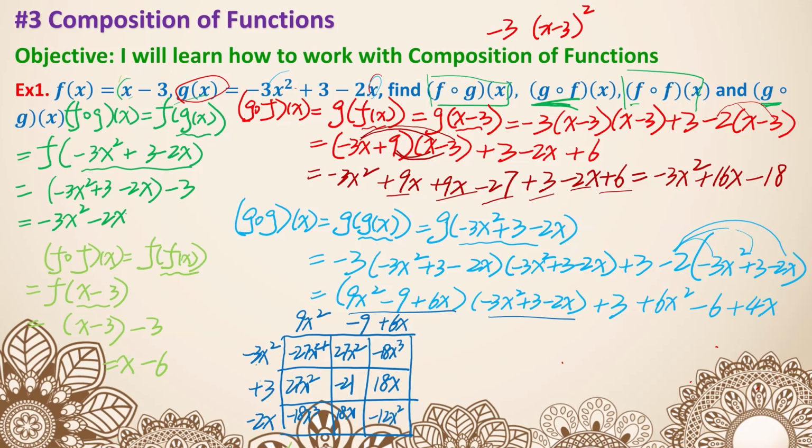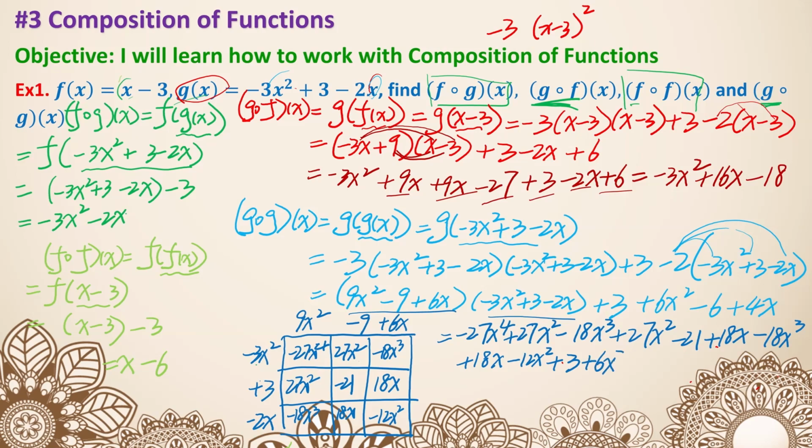So now I actually need to write them all out to my like terms. So negative 27x to the 4th power, minus 18. Well, I'm actually going to put everything in order. Well, just go by order. So plus 27x squared minus 18x cubed. That's the first row. Then plus 27x squared minus 21 plus 18x. That's the second row. Minus 18x cubed plus 18x minus 12x squared. That's the third row. Don't forget everything you have on the back. Plus 3 plus 6x squared minus 6 and plus 4x.